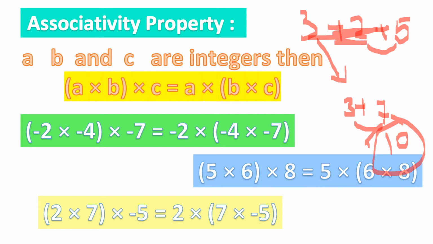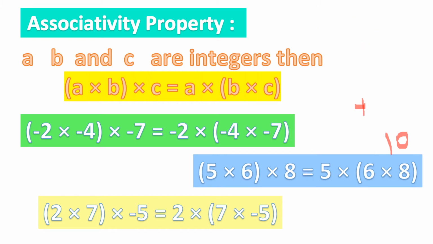Even if you add the first two numbers or the last two numbers and then continue the adding, you'll get the same answer. So that is what associative property was, right? Whenever you see a bracket, you solve the bracket first, right? So that is what associative property in addition was.